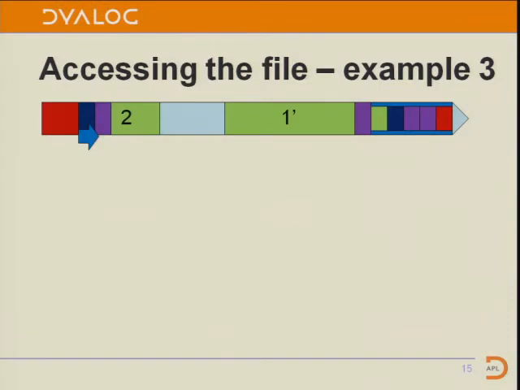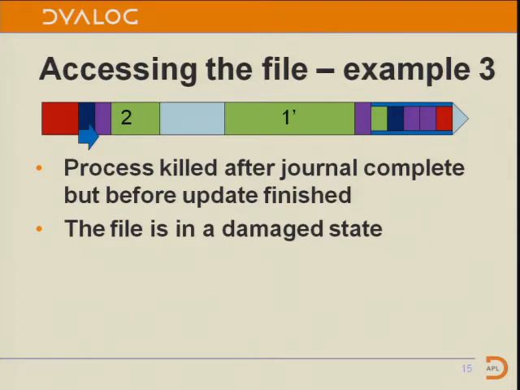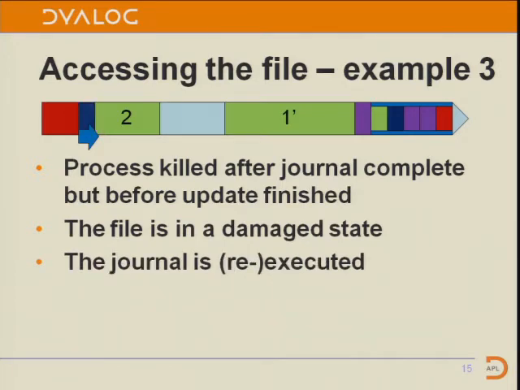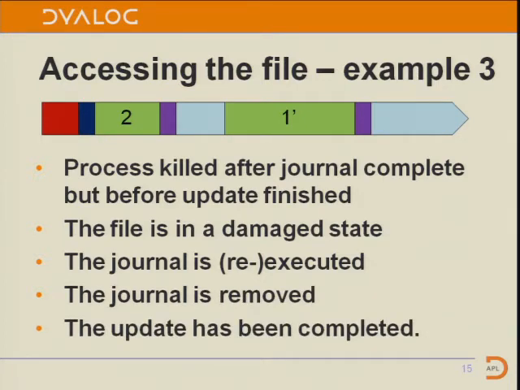And in the final case, this time we have a journal. It's been referenced from the root, but we got killed at some point when we were executing it. So the file is very damaged indeed. So we've checked for it. We re-execute the journal because we have the description there of what was supposed to happen at the point APL was killed. And then we remove it. The file has been repaired and the change rolled forward, and then we can carry on.